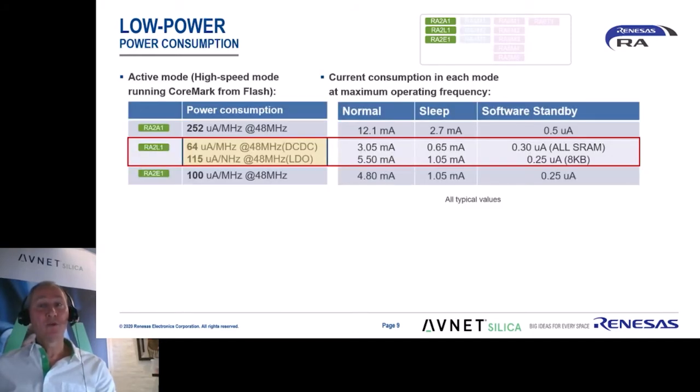Here you see the typical power consumption of the RA2 series in various modes. The RA2L1 supports the unique feature of either operating with an internal LDO or efficiently with an external DC-DC converter. The DC-DC converter itself is internal. The disadvantage of using the DC-DC is that an external inductor must be connected.